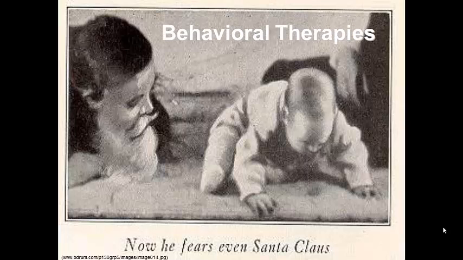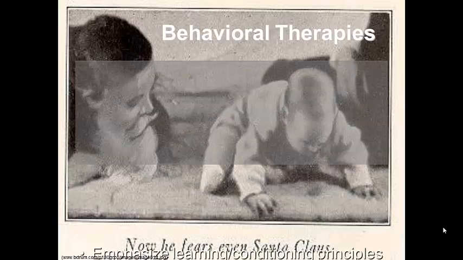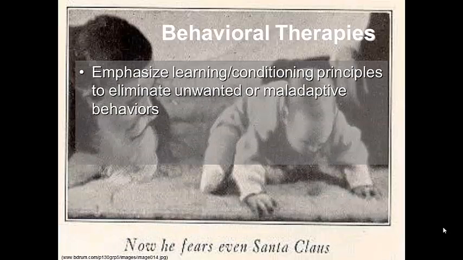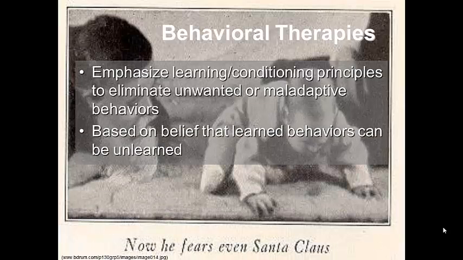Starting with classical conditioning, if you remember John Watson and the Little Albert studies, the behaviorists emphasize learning or conditioning principles to eliminate or get rid of unwanted or maladaptive behaviors. And they believe that any behavior that we learn can be unlearned. So we can get rid of negative behaviors that cause us stress, that cause us some sort of dysfunction in any way. They believe it's very simple. We just reassociate those behaviors.